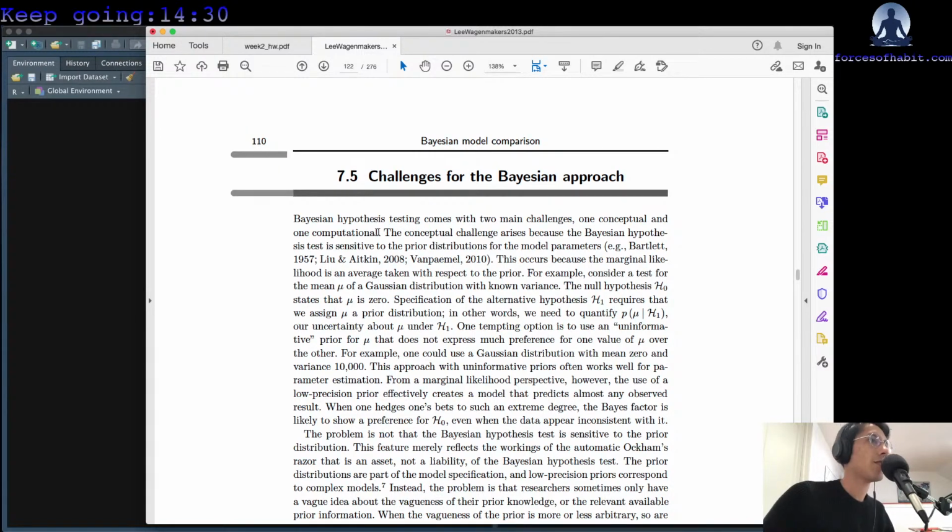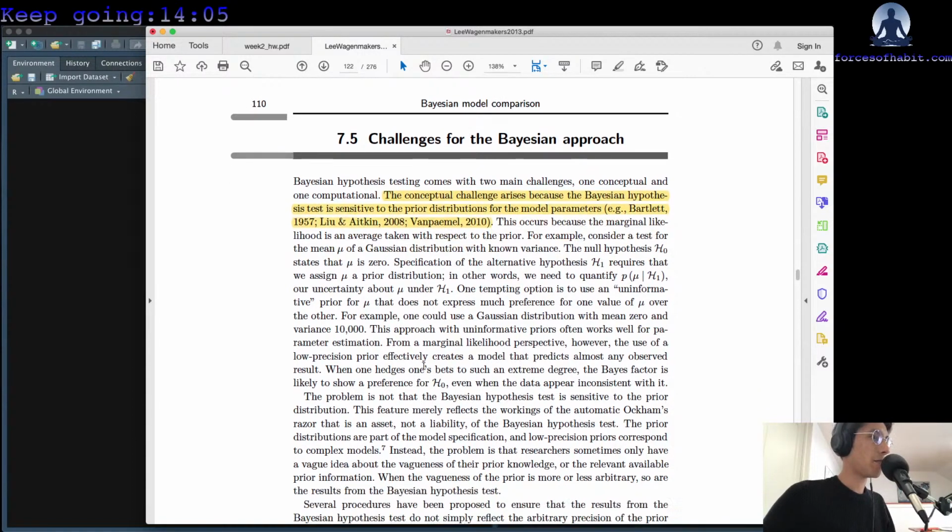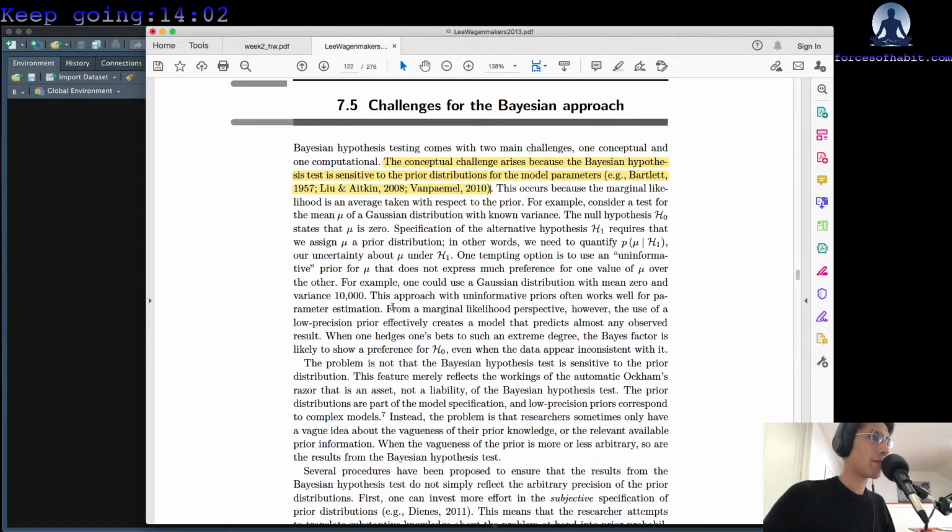So what's the challenge? The conceptual challenge arises because Bayesian hypothesis testing is sensitive to priors. So we know that some of the inferences that we draw when doing Bayesian hypothesis testing are very sensitive to the particular priors that we choose. And it's this specific subjectivity that people like to hit on when they're being critical of Bayesian inference.